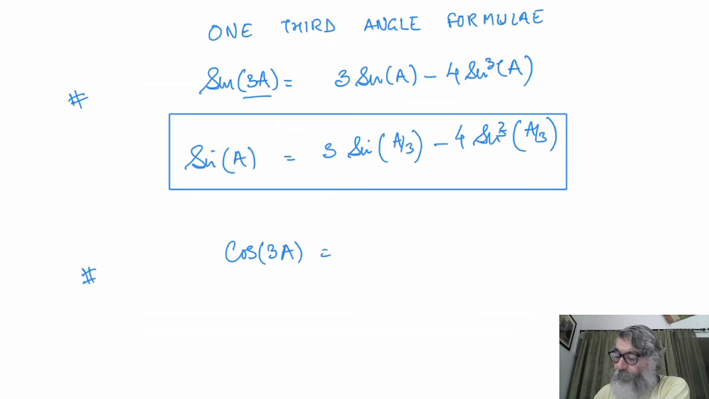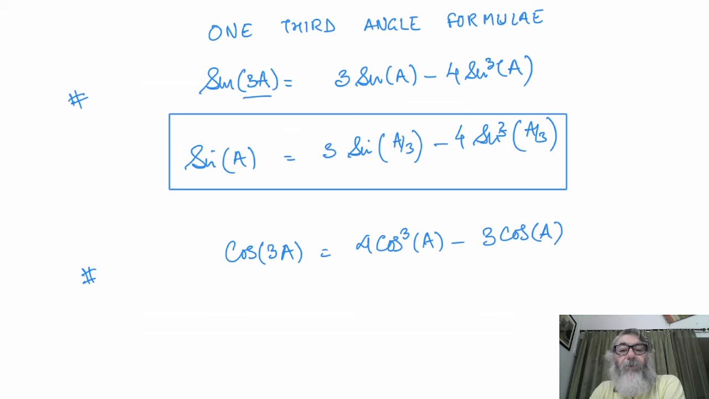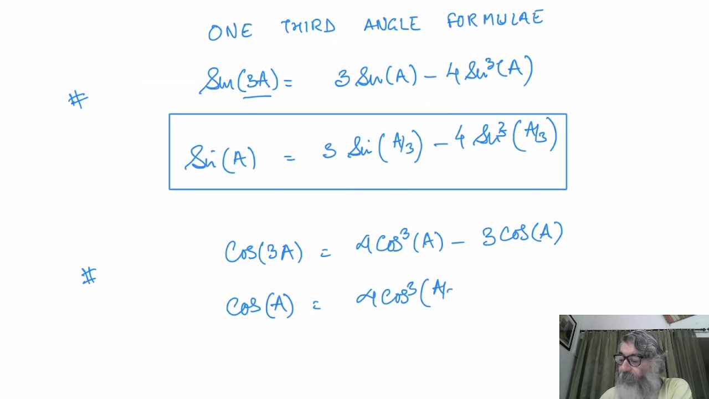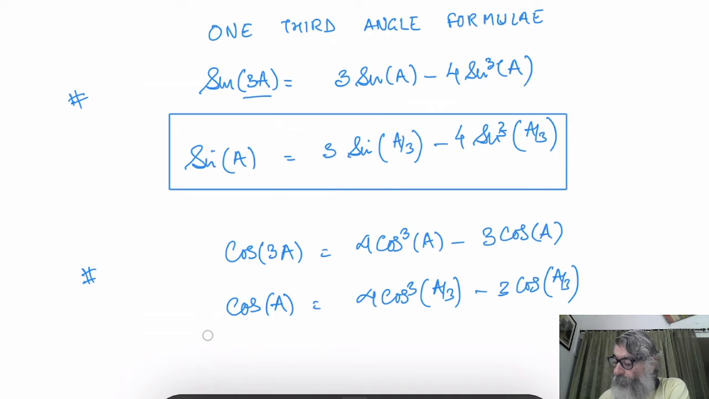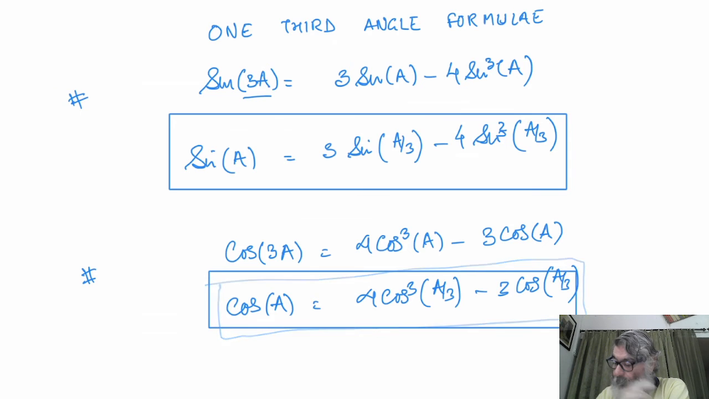Similarly, let us see the formula for cos 3A. Cos 3A was 4 cos cube A minus 3 cos A. Instead of 3A, if I am going to replace it by A, then obviously on the right hand side there will become 1 by 3. 4 cos cube A by 3 minus 3 cos A by 3. This I have got cos A.